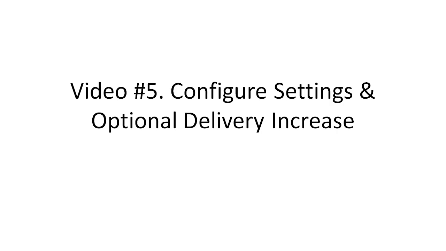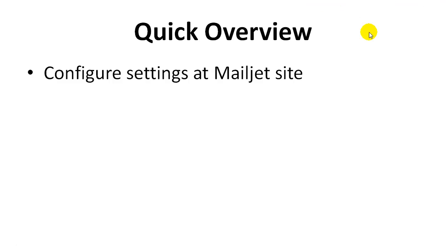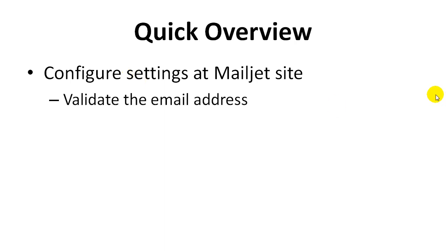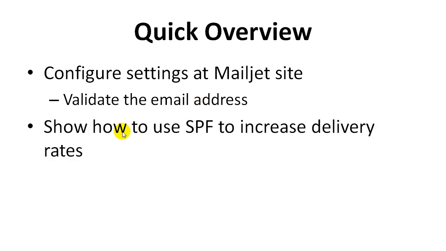We're going to talk about configuring the settings and the optional delivery increase. I'm going to give you a quick overview of what it's going to look like. We're going to configure the settings at the MailJet site. We're going to integrate the email address and validate it. And I'm going to show you how to use SPF to increase the delivery rates.